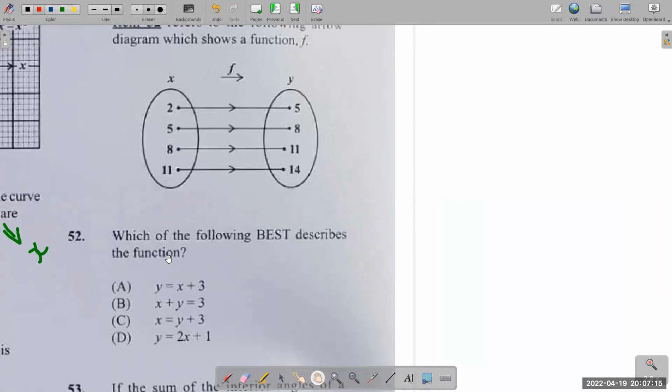Which of the following best describes the function above? The same thing that we spoke about before is what you have to do here. You have to see which one of these equations best describes how to move from 2 to 5, 5 to 8, 8 to 11, 11 to 14. Which one would you pick? A, B, C, or D? This is another question that you should be able to do on your own. Come on, guys, let's go. You have to be pushing yourself to answer questions.